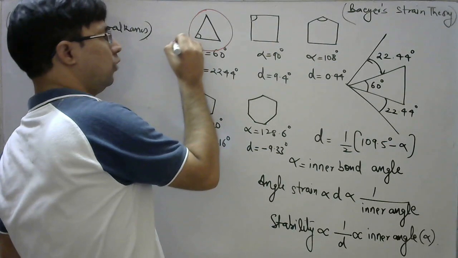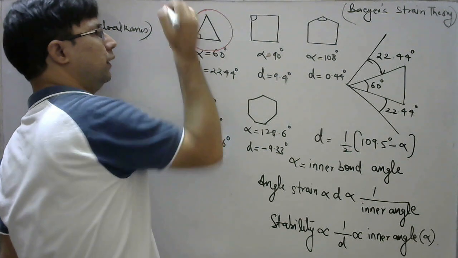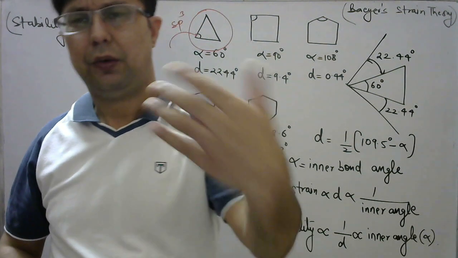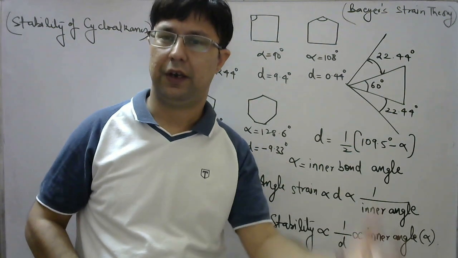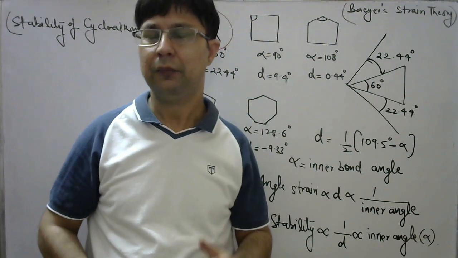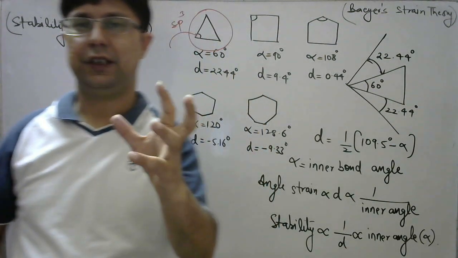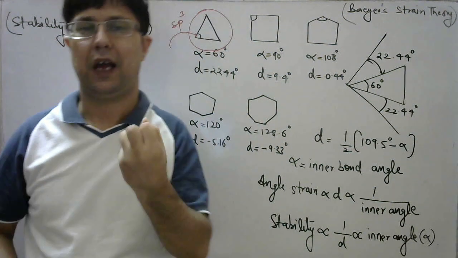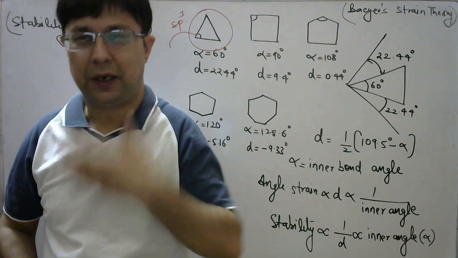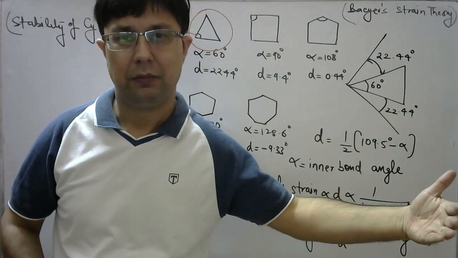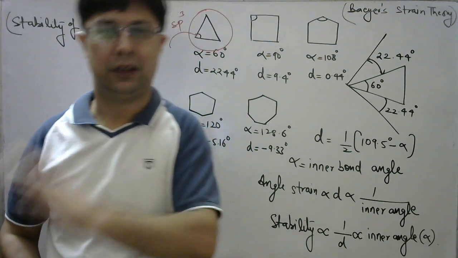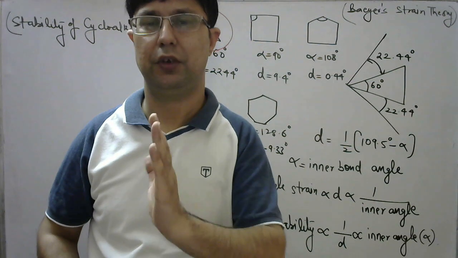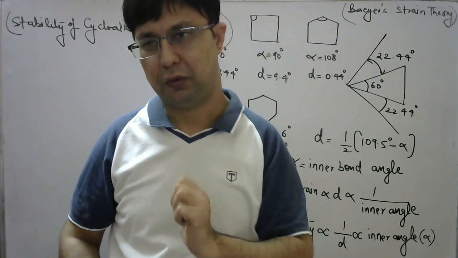What is the hybridization of this carbon atom? It is sp3. As per this, I expect the angle to be 109 degrees 28 minutes, or in some books it is written as 109 degrees 5 minutes. Is that clear? So what I want to say is that cyclopropane has angle strain. The expected angle is 109.5 degrees, but the inner angle present here is 60 degrees. It means there is some deviation from the normal tetrahedral angle in this molecule.